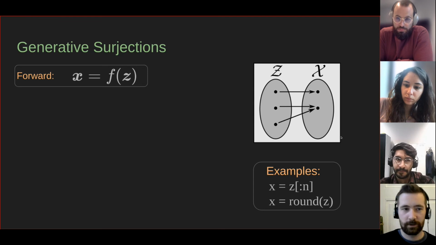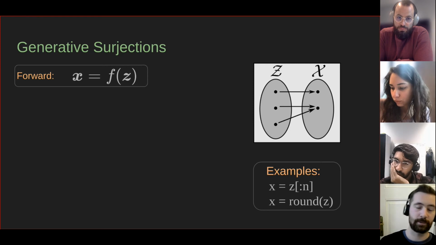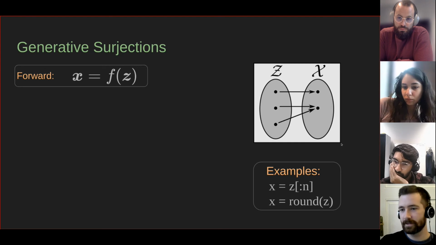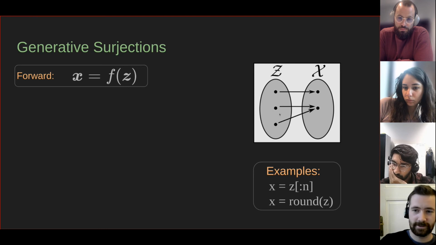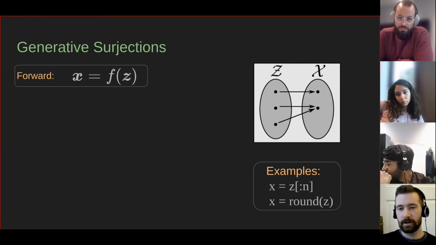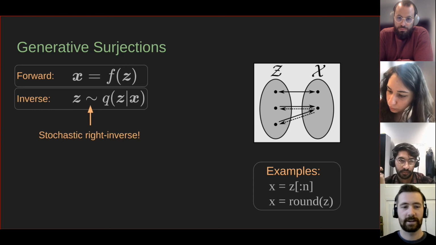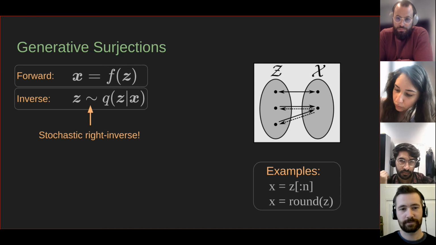So how do we define the inverse for this? What we use is the fact that all surjective transformations have something known as a right inverse. That is a function that maps from x to the set such that if I do that and pass it through f again, I get back to the same point. This is, of course, not unique. There are multiple right inverses. What we do is define a distribution over all the possible right inverses, and we call that a stochastic right inverse.